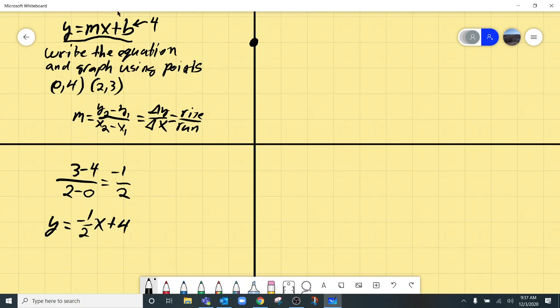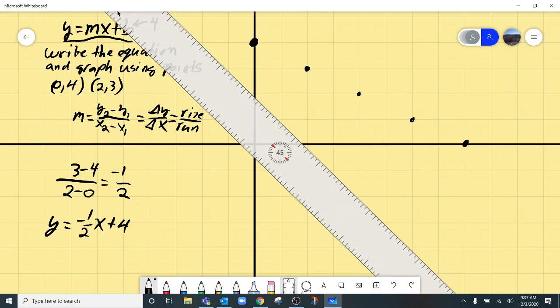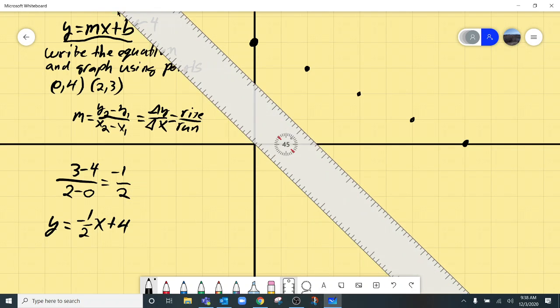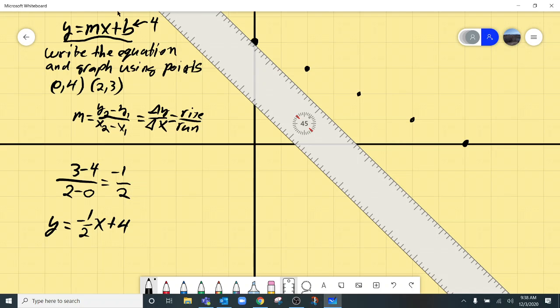Okay, so my rise, or my fall, I guess in this case, is a negative. We go down 1 and over 2. Down 1 and over 2. And we can keep going with this. And I can possibly draw a straight line because I have this ruler tool. We'll see if it works though.